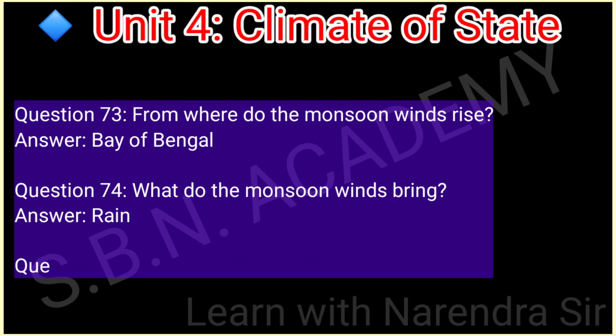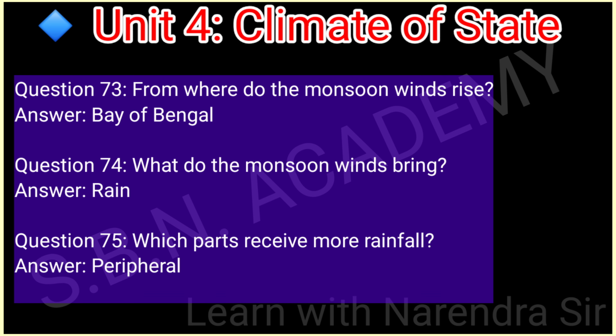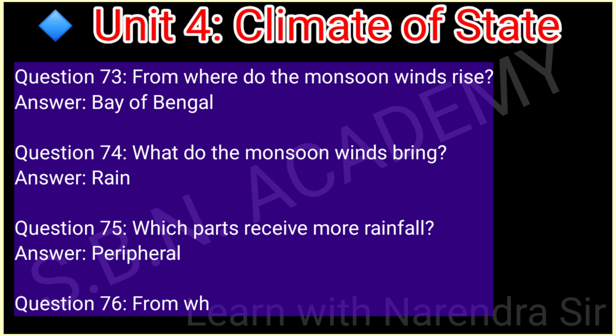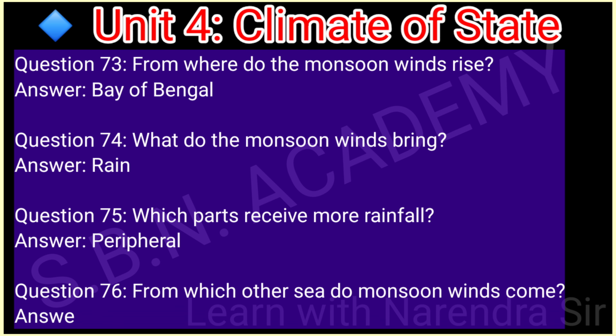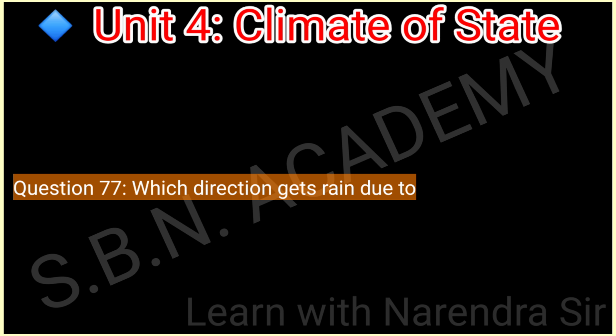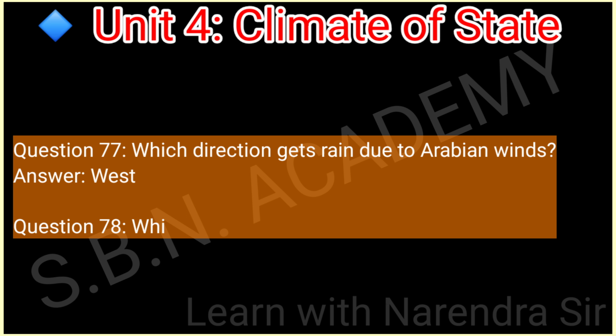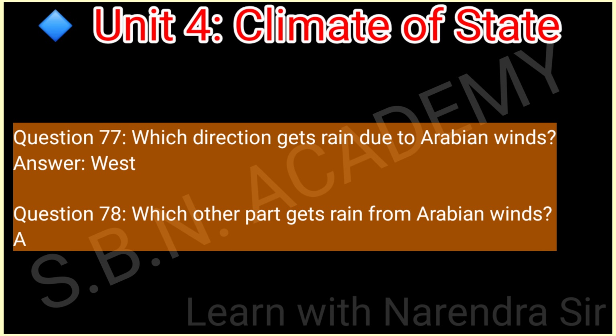Answer, rain. Question 75. Which parts receive more rainfall? Answer, peripheral. Question 76. From which other sea do monsoon winds come? Answer, Arabian Sea. Question 77. Which direction gets rain due to Arabian winds? Answer, west. Question 78. Which other part gets rain from Arabian winds?